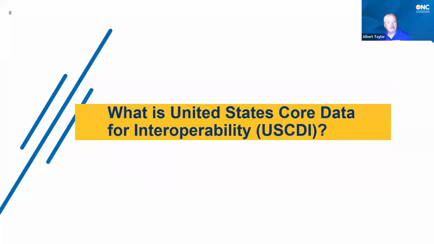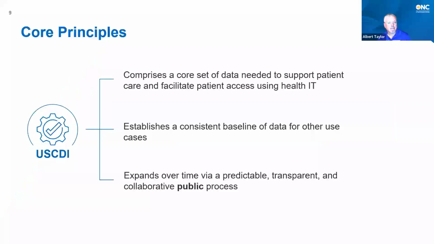So USCDI, United States Core Data for Interoperability, what is it? Next slide. It's several things. One is a core set of data needed for patient care, and it's a core set needed to inform patient access to their health data. In addition to identifying this set of data that's required, needed, and desired for a variety of different purposes, it's also come to serve as a baseline for other uses.